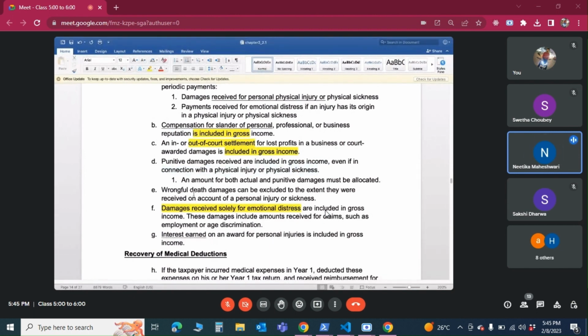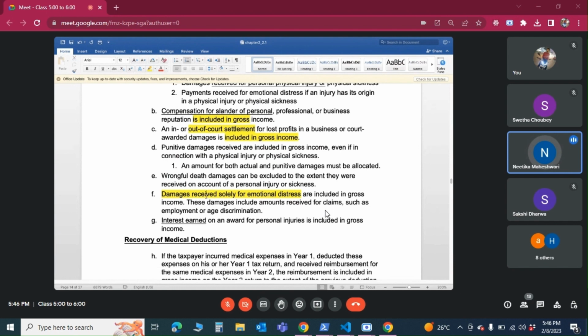So wrongful death damages can be excluded to the extent they were received on account of, okay, what they're saying, I mean, again, we're coming to personal injury or sickness. Even if they have received any wrongful death damages, they can be excluded to the extent that they were received on account of personal injury. Maybe there is no death, but there is an injury. So to that extent, it can be excluded from income. The remaining amount has to be included as taxable income.